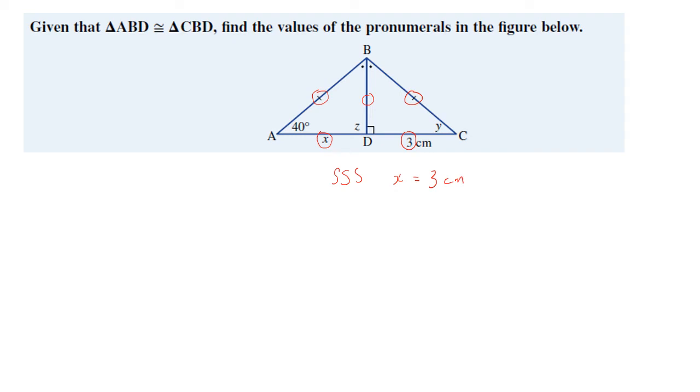Let's have a look at our angles. We know that these two angles are the same, and this angle, 40, is going to be the same as Y. So Y equals 40 degrees. And finally, Z has to be the same as this angle here, which is our right angle. Therefore, Z equals 90 degrees.